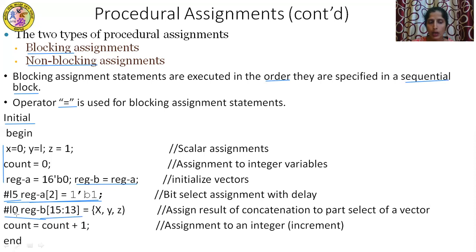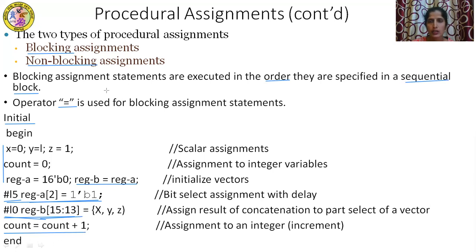So in blocking assignment, every next statement will be blocked by the execution of the previous statement. Until and unless the previous statement is executed, the next statement cannot execute. That's why it is called blocking assignment, since it is going to block the execution of the further statements until the previous statements are executed. So the begin keyword will end with the keyword end here.